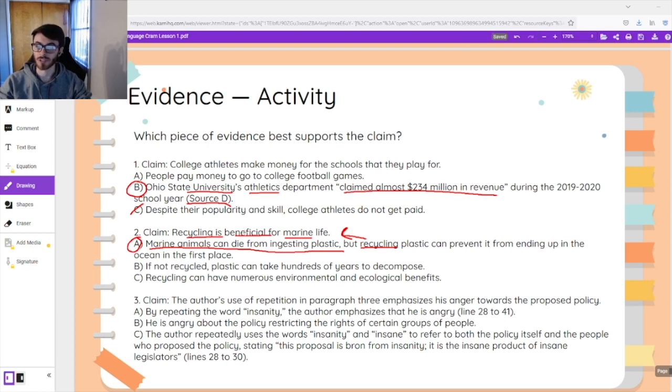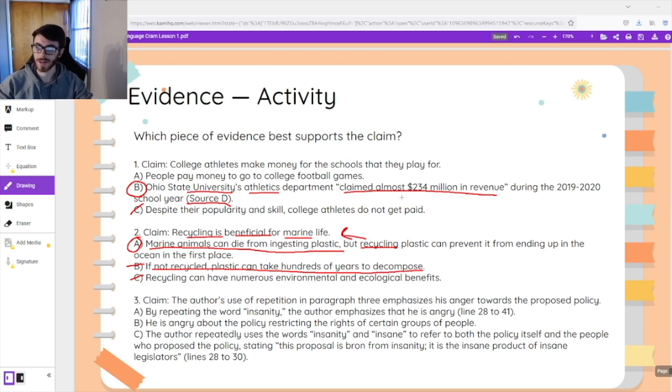B is not related, right? B might be evidence for a different claim, but not the claim about marine life. It doesn't relate to marine life at all. And C could be a thesis, honestly. Recycling can have numerous environmental and ecological benefits. That's a very broad statement. That could be your thesis statement here, but it's definitely not going to be your evidence. So A is correct here.